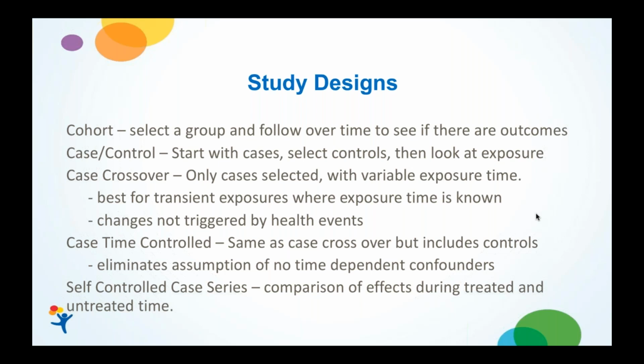So one is this case crossover study, which is where you start with only the cases and there's variable exposure time. So it's almost like a pre-post, but the cases serve as their own controls in a way. From what I can understand of reading these articles, it works really well for transient exposures where the exposure time is known and where you expect that you'll be able to detect a signal based on that amount of exposure time, especially if you expect that your outcome will happen in a relatively short time after the exposure has ended.